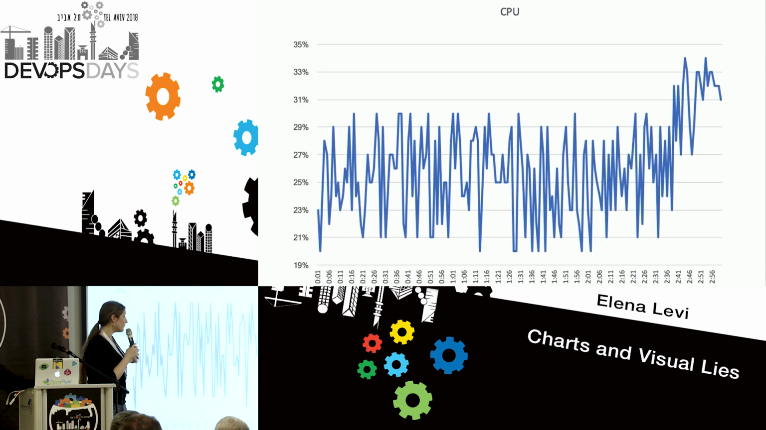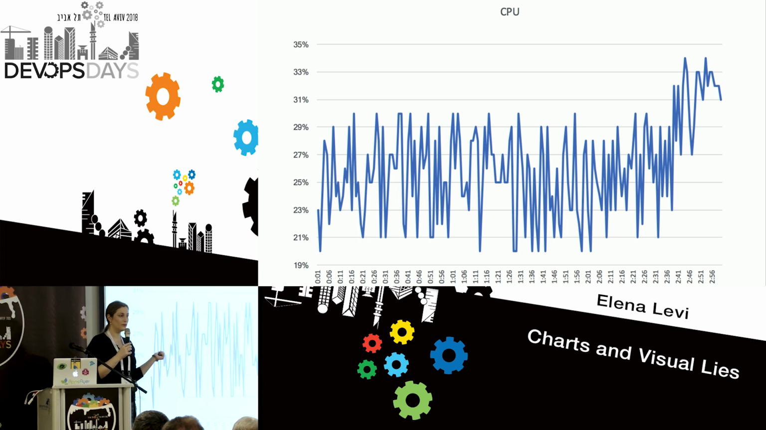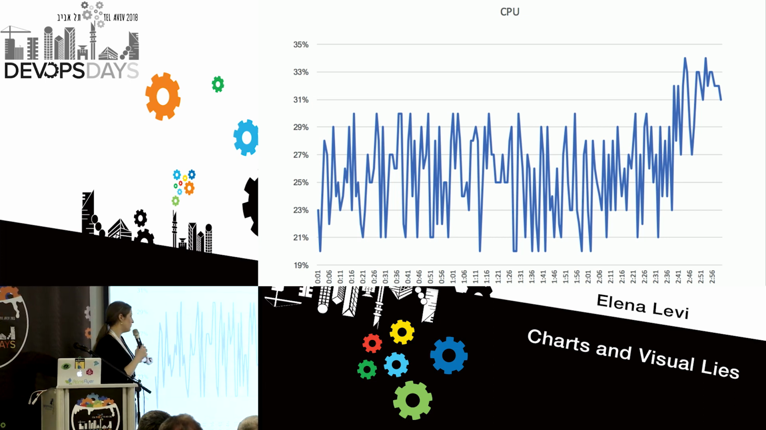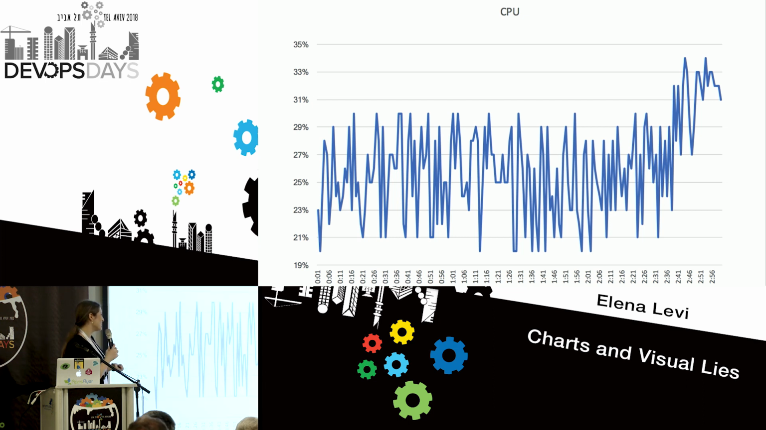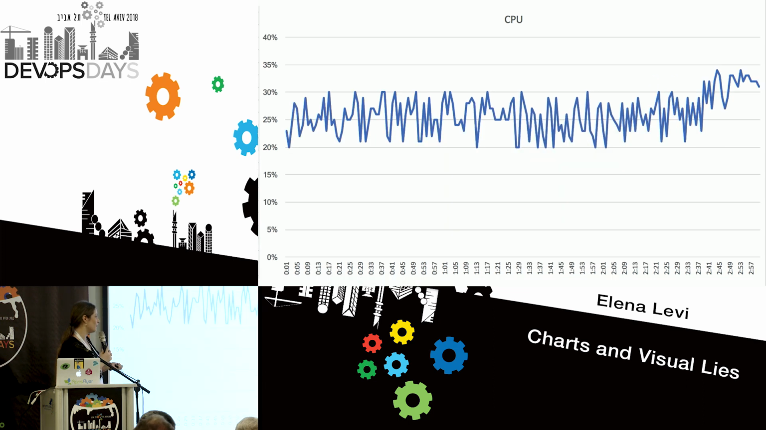So here's an example of a CPU trend chart. And what we can see here is that it's very messy. It's really hard to understand what I need to understand from here. And this is how a lot of the charts I see in operational dashboards look. Okay, you know this. So a better way of showing this information is like this.